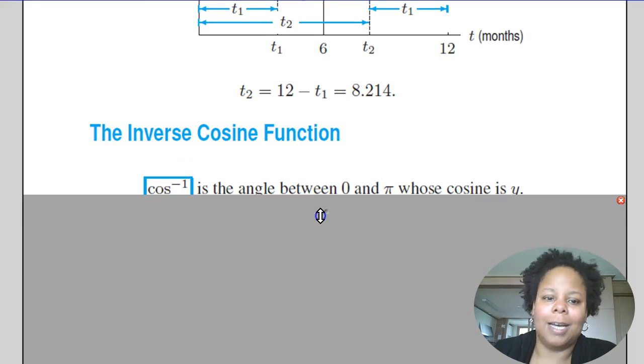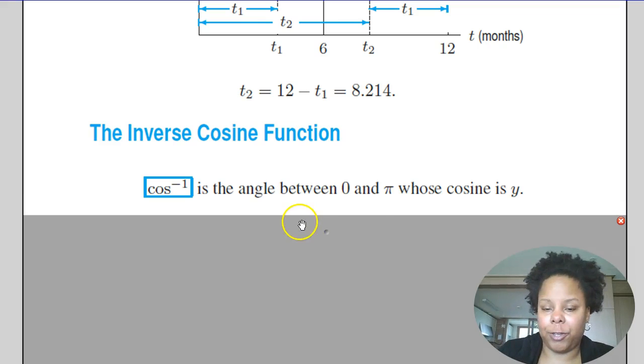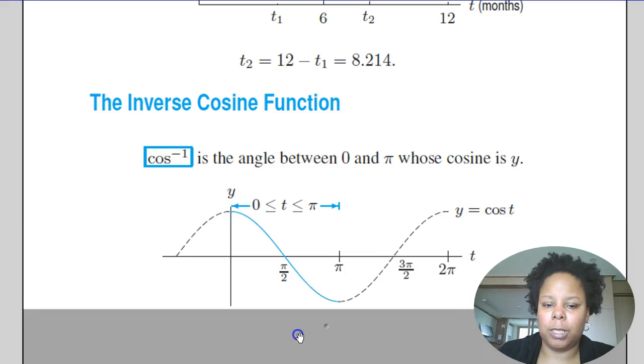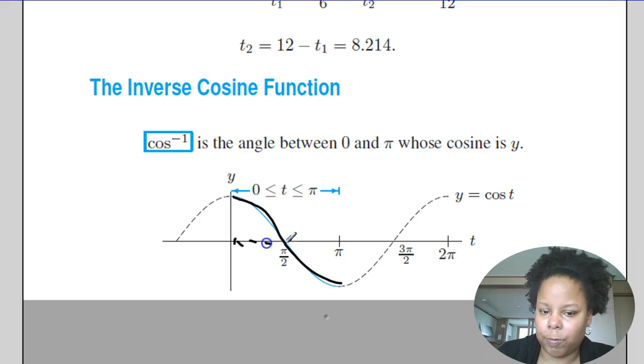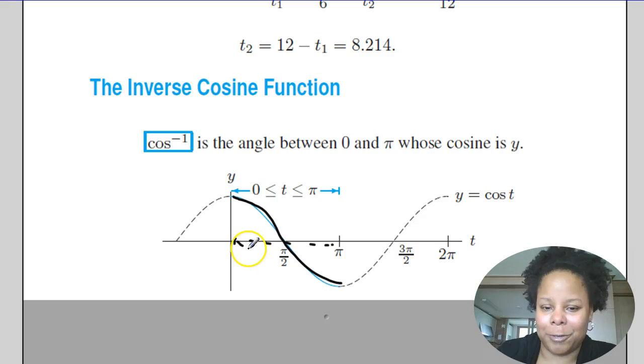Okay, moving on. I want to talk about the inverse cosine function. We already said earlier that the inverse cosine only works for angles that are between 0 and pi whose cosine is y, and the y value is between -1 and 1. So that's important to note. As you can see here, we're only taking a look at this portion of the graph from 0 to pi for our arc cosine, and so we are only looking at these x values from 0 to pi. Sorry, these y values from 0 to pi.